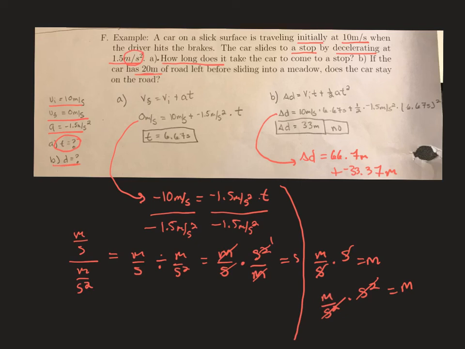I now can take the 66.7 meters minus the 33.37 meters, which gives us about 33 meters, which is greater than 20 meters, so yes, the car just slid into the meadow.